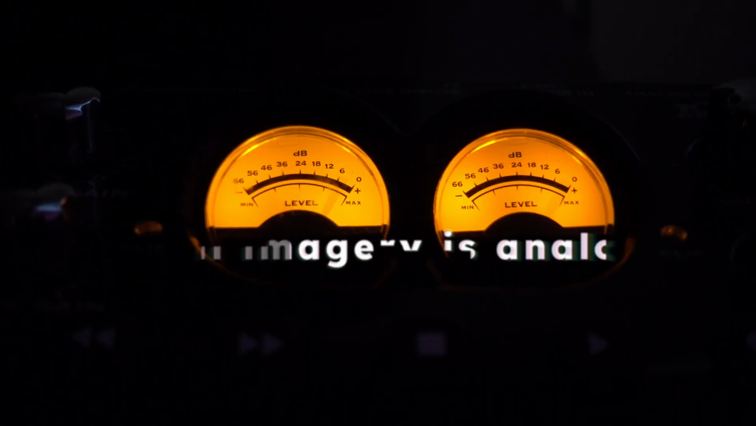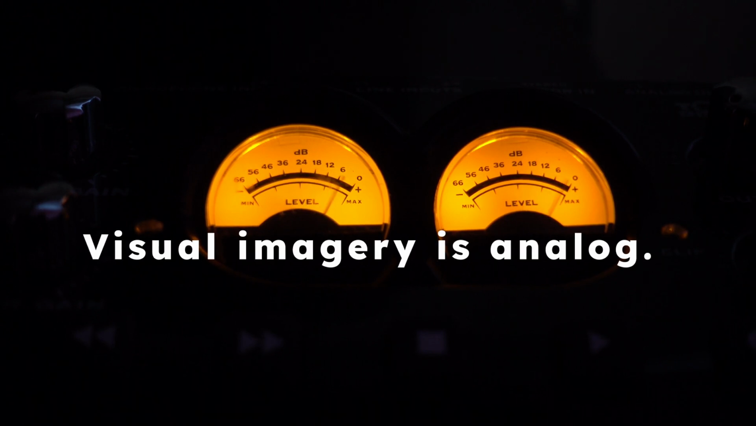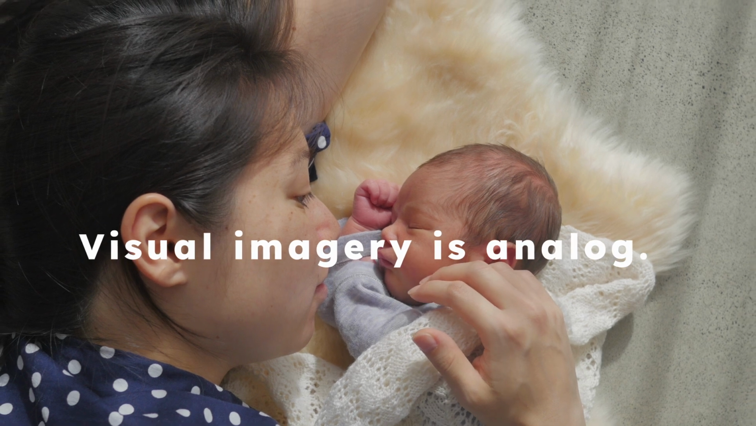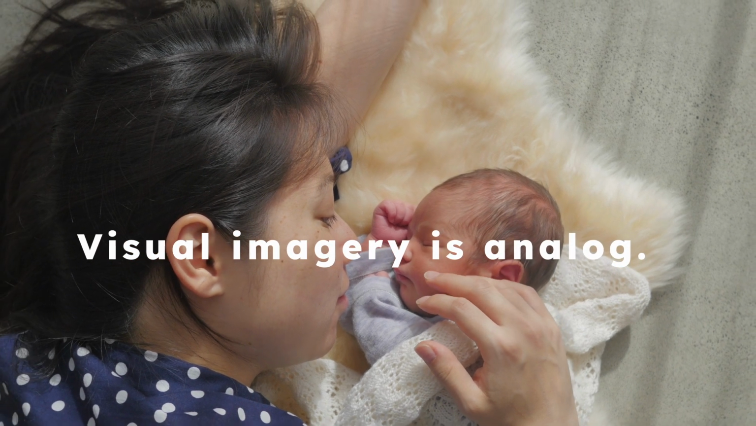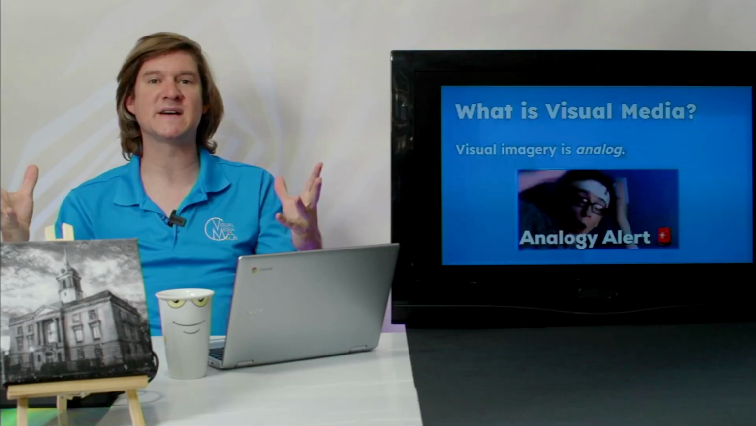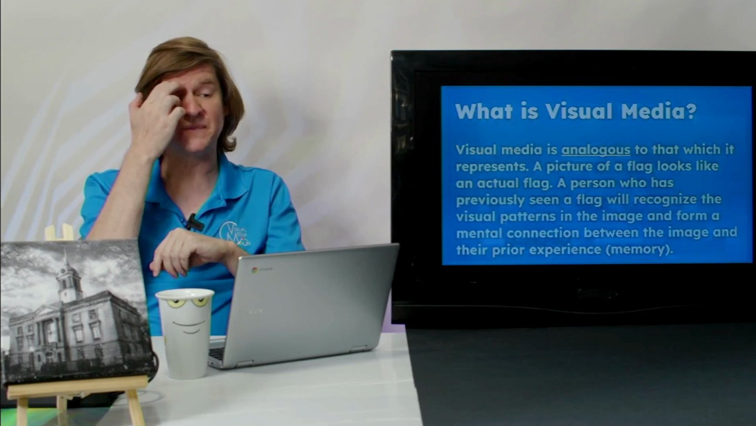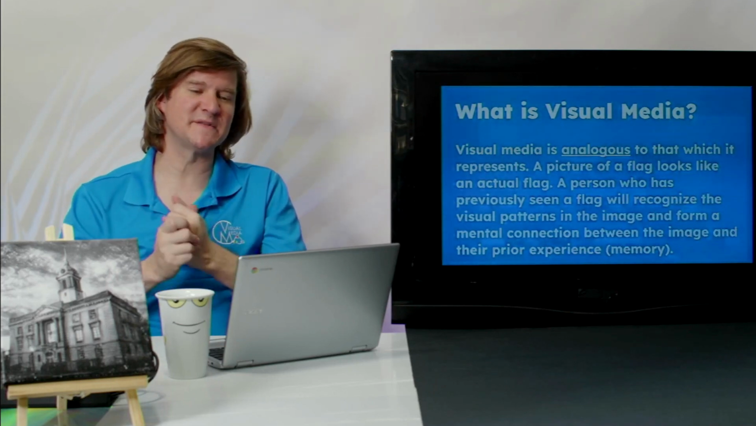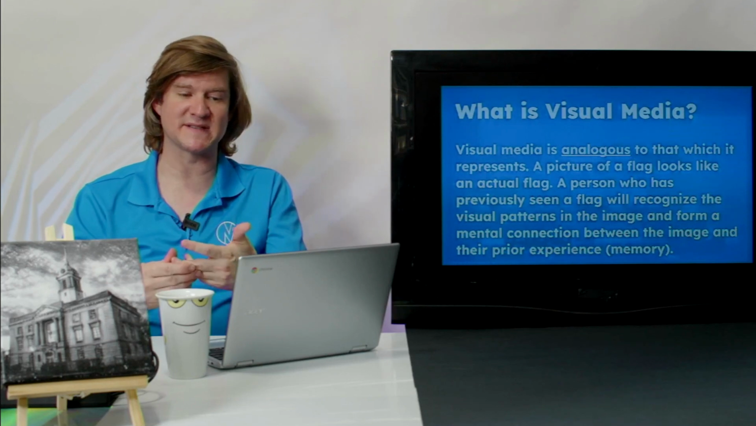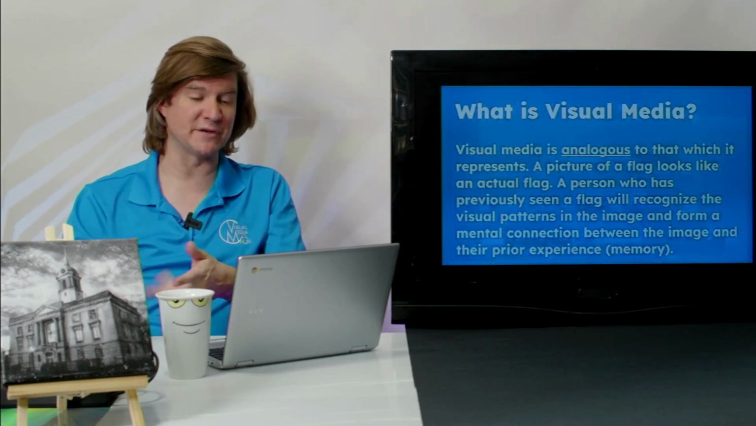Visual imagery is inherently analog. It is our first way we come into the world. If you are not blind, the first thing you do is open your eyes and you see, and you visualize everything that's around you. It is like the very first analog thing you encounter. So what's funny about this is visual media is actually analogous, and it is what it represents. A picture of a flag looks like the actual flag if you've done your job well enough.